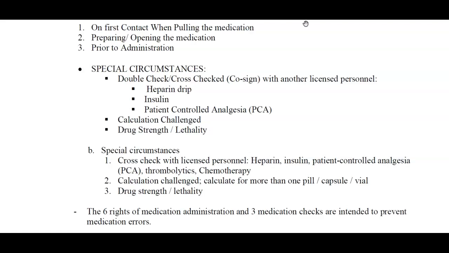Anyhow, other than those that we're requiring you to co-sign, sometimes you may need somebody to co-sign or cross-check the medication when you're calculating a high alert medication, or a medication that when calculated wrong can cause severe adverse reaction to the patient. Sometimes if the drug strength is causing a high lethality, so even a slight increase in the dose can kill a patient, obviously you may want to cross-check or double-check or co-sign it with another licensed person.